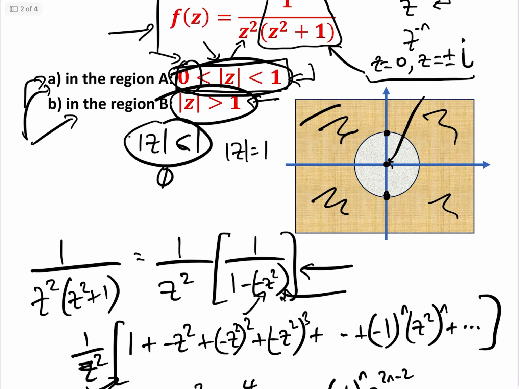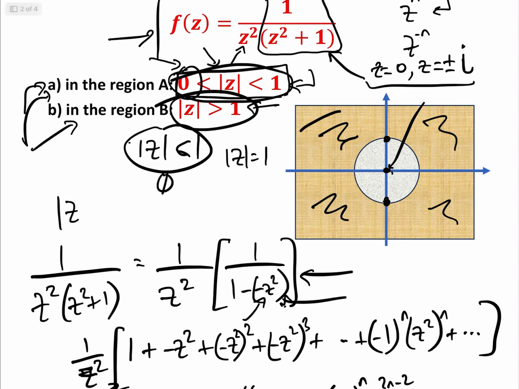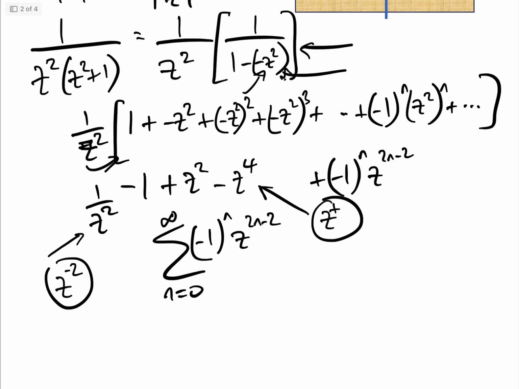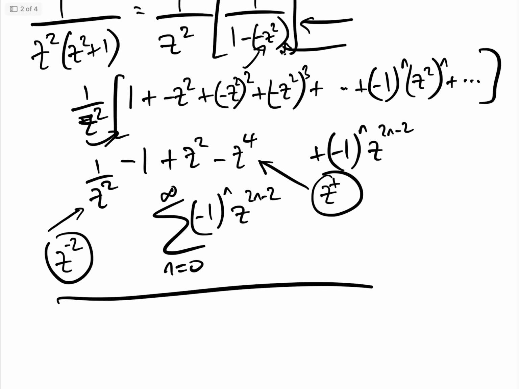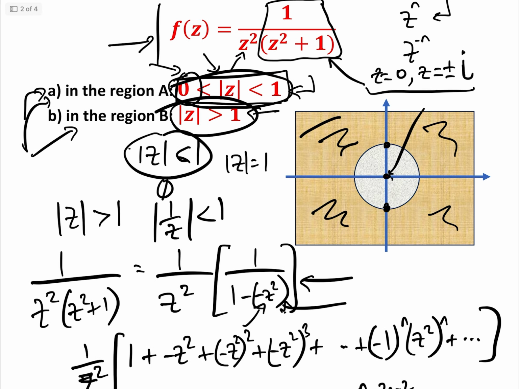So what we have to do is the same trick that we just did in question 1, which is that if mod z is greater than 1, then mod of 1 over z is less than 1. So we need to rearrange it to get it in the form mod 1 over z. So basically we know the singular, well, let's just check the singularities again.